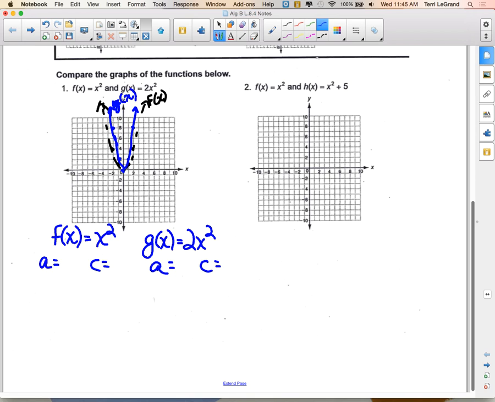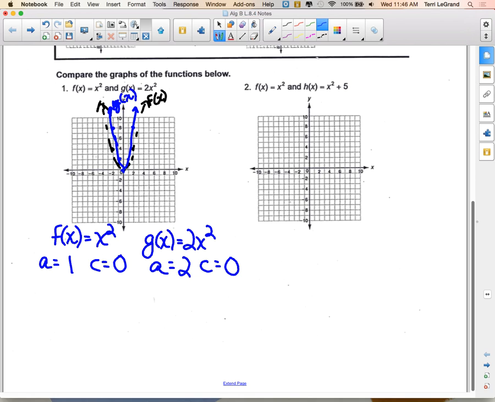For the parent function, it's always going to be a equals 1, c equals 0. So as soon as you see the parent function, just that x squared, you know a is 1, c is 0. How about a for the g of x function? 2. And c? 0. Okay.